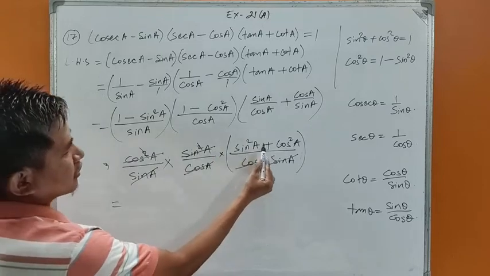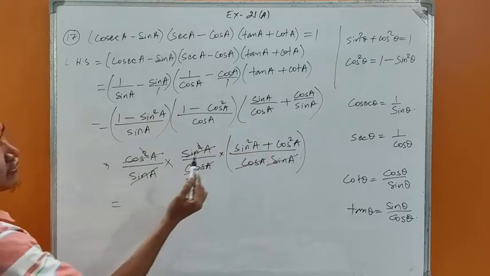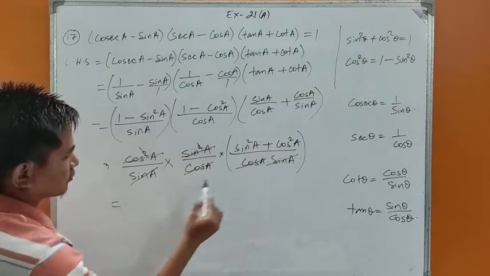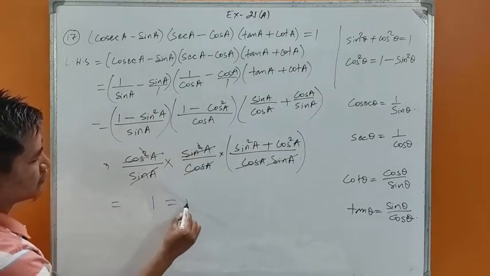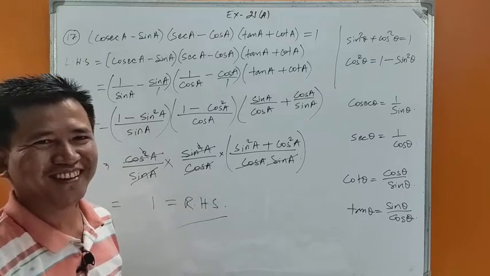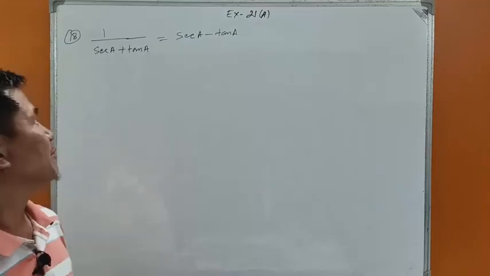So we have sin square A plus cos square A, and we know that sin square theta plus cos square theta means 1. So sin square A plus cos square A is 1 equals RHS. Hence proved. Isn't this easy? I hope you got this. Let us do question number 18.